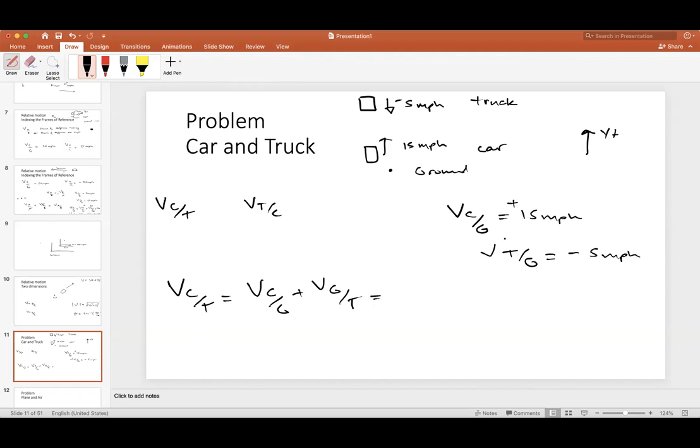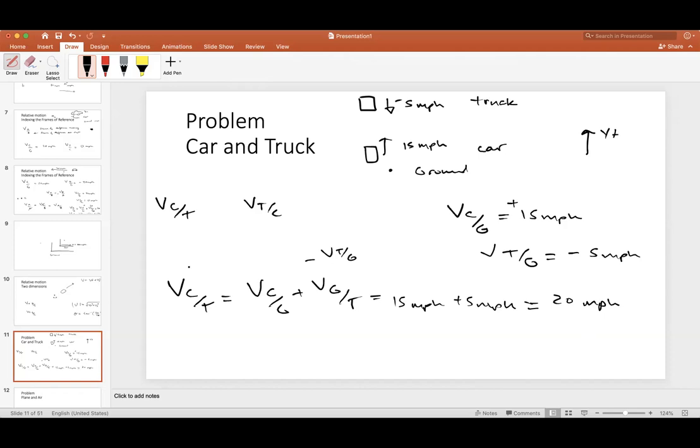What are these? Well, I have this. This is 15 miles per hour. The truck relative to the ground is -5. But remember, if I want that, this is the same as minus V of T over G. And that's a minus minus, which is plus 5 miles per hour, which is 20 miles per hour.